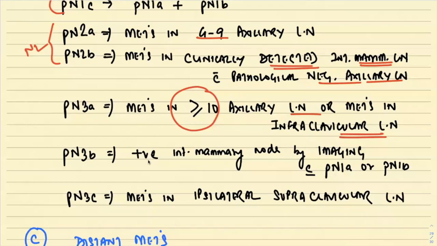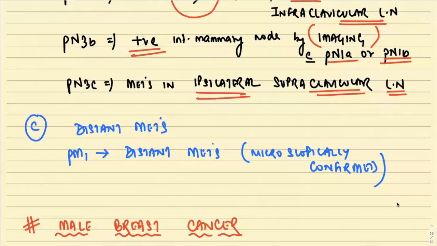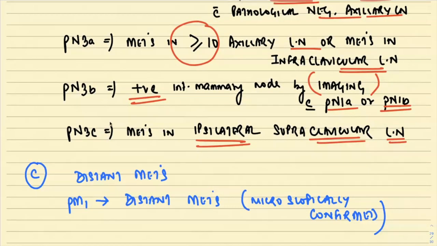Now N3b is when you have positive internal mammary node by imaging with pN1a or N1b. And N3c is metastasis in the same sided supraclavicular lymph node. Now, this is very important, might not be asked in your pathology exam, but this is very important from your surgery point of view. All the staging is being asked in the exam because it is the most common breast tumor. And M is your distant metastasis. Okay, when it is present, we call it M1. Okay, distant metastasis is present, microscopically confirmed. So with this, we have completed the invasive breast carcinoma.